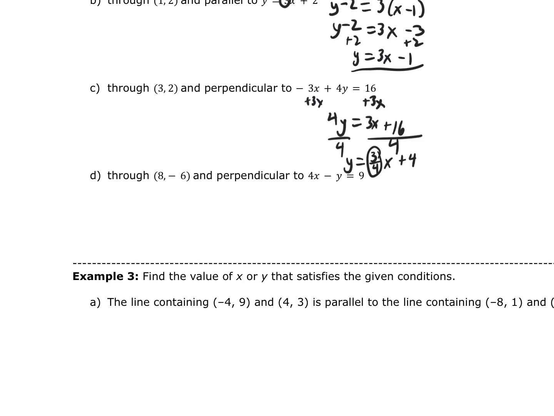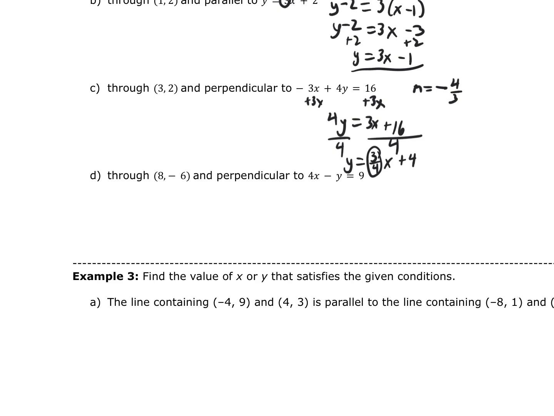Now, for it to be perpendicular, it needs to be opposite reciprocal. So the slope needs to be the opposite, so it was positive, so it needs to be negative, and reciprocal means we flip top and bottom. So instead of 3/4, it's 4/3.